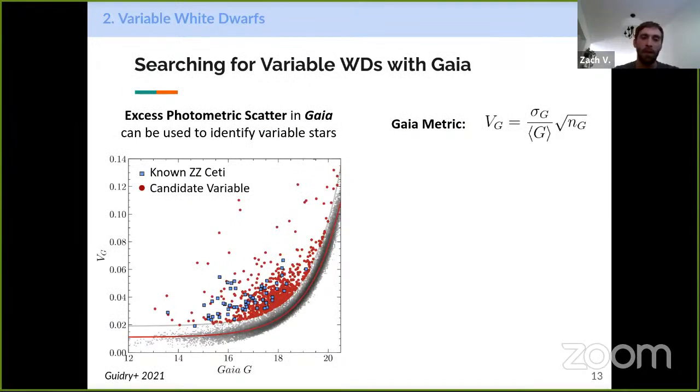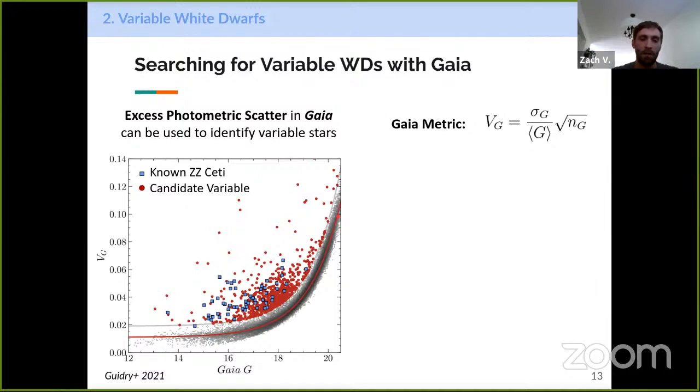But how this works is we are essentially defining an excess scatter metric. In this plot on the left, all of the gray points that you see rising from low magnitudes to high magnitudes on the right are essentially the photometric scatter from Gaia observations of all of the white dwarfs within 200 parsecs. As you would expect, there's a rise as a function of magnitude because the fainter stars just have more noise. And so we want to first detrend that, and we fit it with an exponential and remove it.